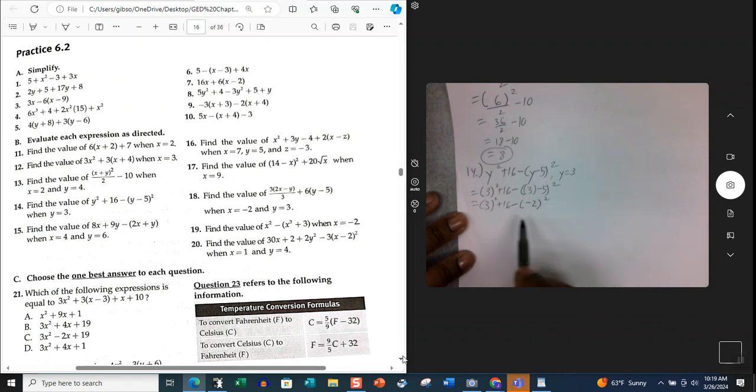Now, since we're done with the parentheses, now we do the exponents. 3 squared is 9, plus 16 minus parentheses negative 2 squared is 4. Okay, now, only thing we have left is addition and subtraction. So we go from left to right. 9 plus 16 is 25, and 25 minus 4 is 21. So 14 is 21.